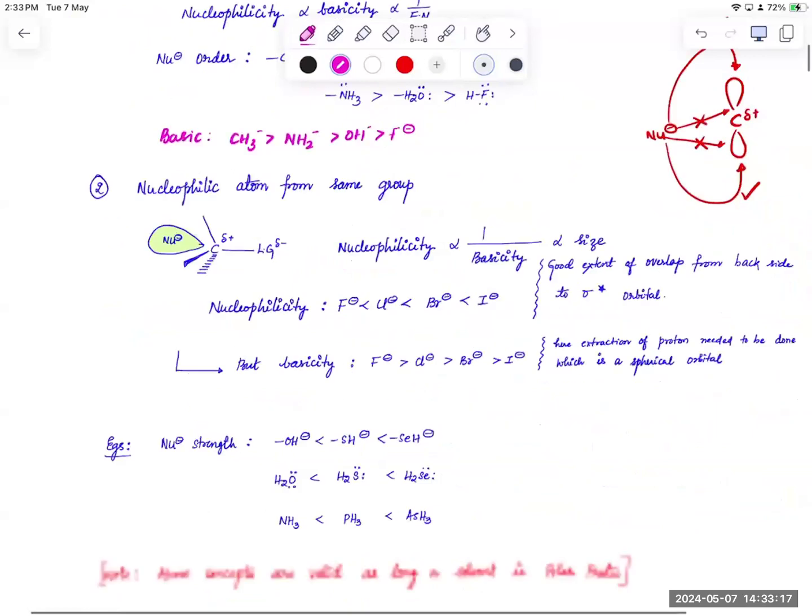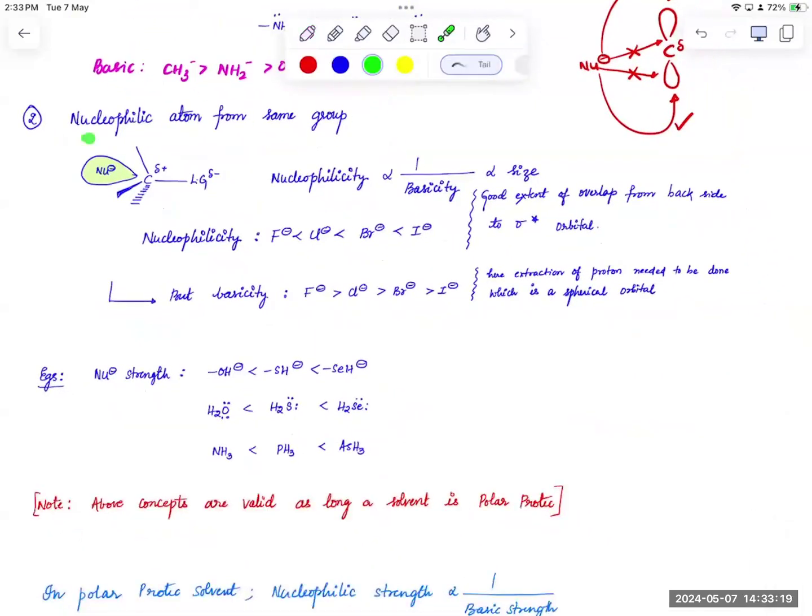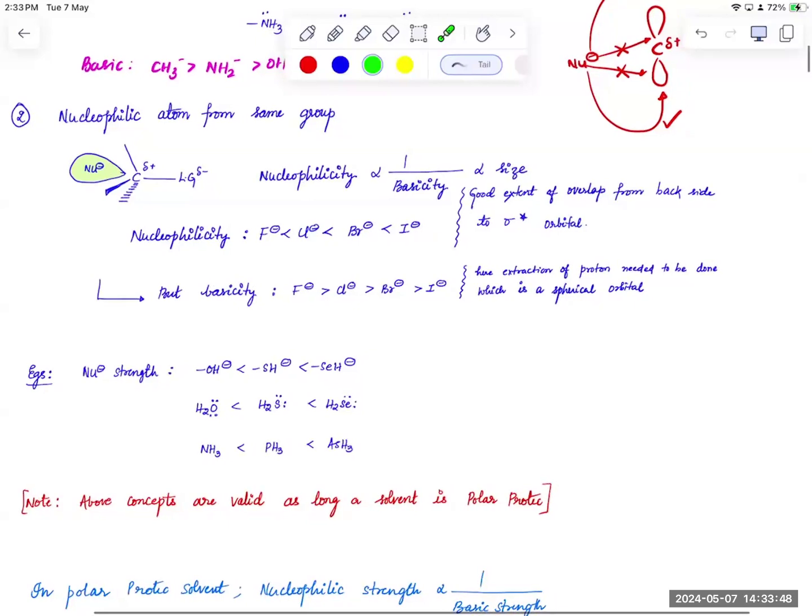Next, nucleophilic atoms from the same group. If you are discussing the same group, that is down the group, how does the nucleophilicity change? Nucleophilicity is usually inversely proportional to basicity, or proportional to size. That is F minus, Cl minus, Br minus, and I minus. If you compare, I minus is a better nucleophile, but when it comes to basicity, F minus is a better base.